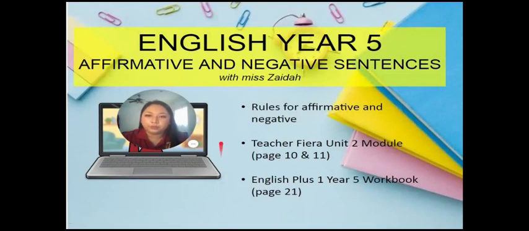So today we will look at three important things about affirmative and negative sentences. The first one, we will see about the rules. How do we know it's affirmative or negative? And number two, we will look at these exercises on page 10 and 11 in the Unit 2 module by Teacher Fiera. And then the last one will be page 21 in our English Plus 1 Year 5 workbook. Okay?